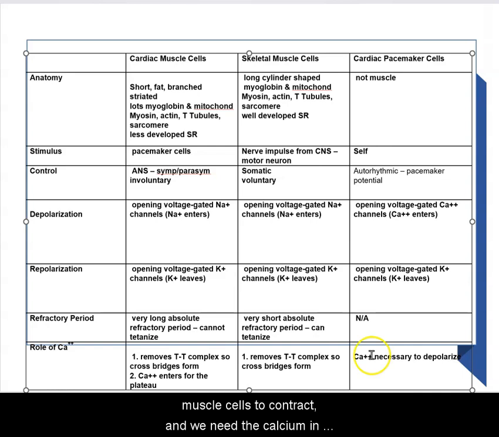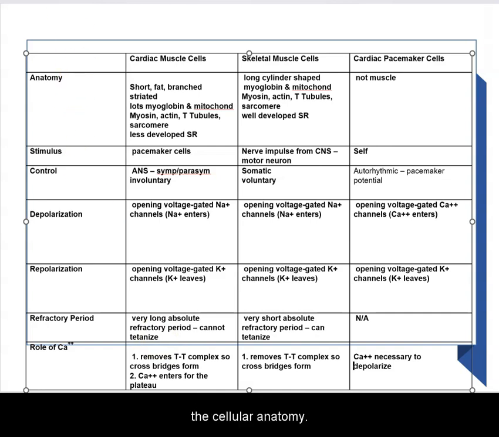So when we're looking at the heart, it's pretty important. We need calcium for our pacemaker cells. We need it for our cardiac muscle cells to contract. And we need the calcium in there so that it can set up that whole plateau stage as well. So I think it would be good to be able to compare and contrast them. So this concludes our lecture on the cellular anatomy.